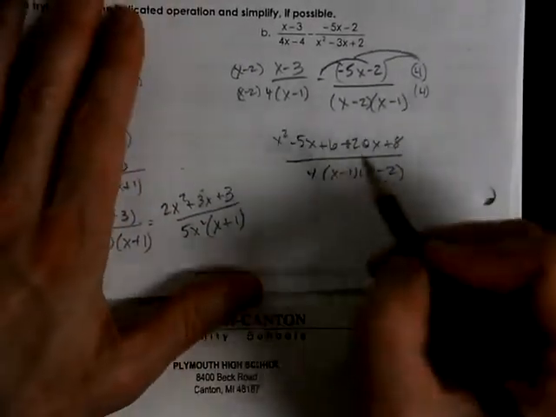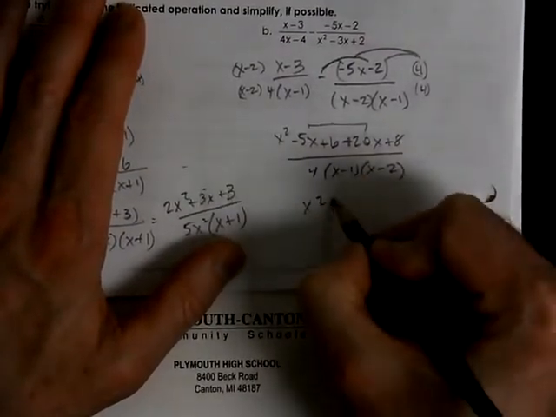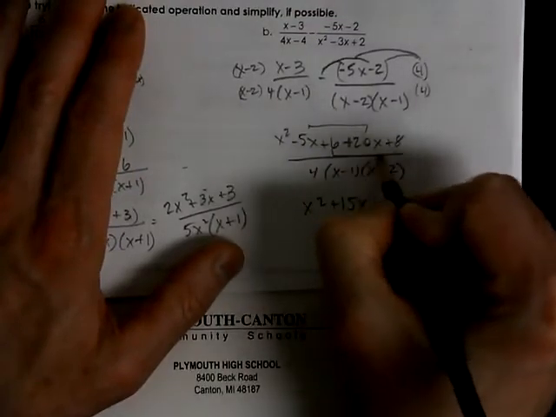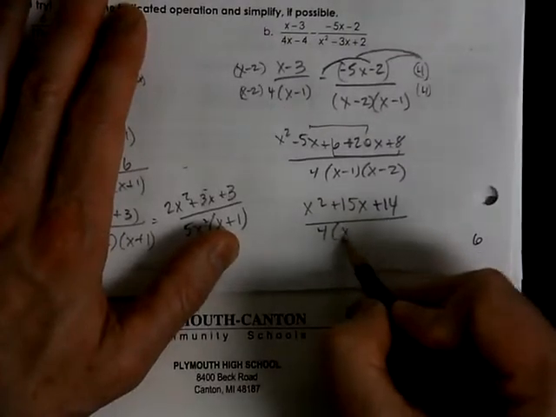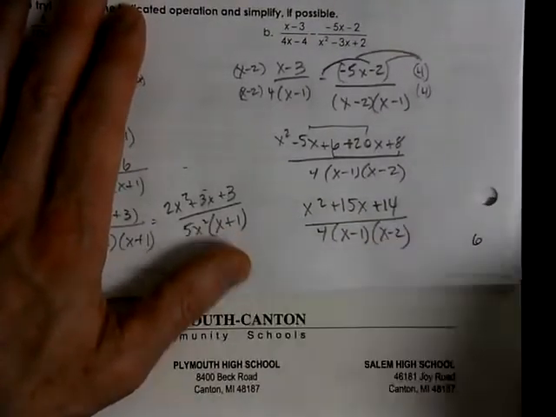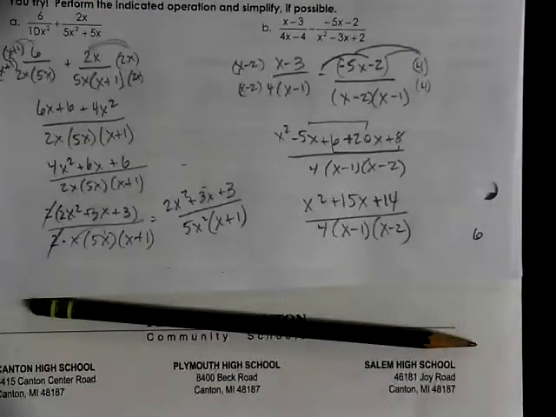Then we finish this up by collecting like terms. We have our x squared, our 15x, our plus 14. It looks like that top one might be able to be factored apart into 14 and 1. They'll both be positive. Nothing reduces with the denominator, so no need to factor that. There we are.